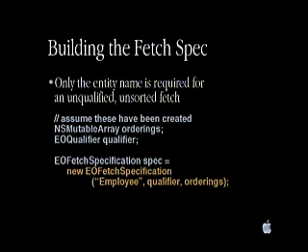Then we build the fetch spec. We assume in this case that we already have an array of orderings. We already have the qualifier. We use a three-argument constructor to create a fetch spec and give it the pieces of info it needs. The entity name, the qualifier of what we want, and the array of sort orderings. If you want to get everything back from the table in an unsorted way, you could build a fetch specification that takes null for the last two arguments.